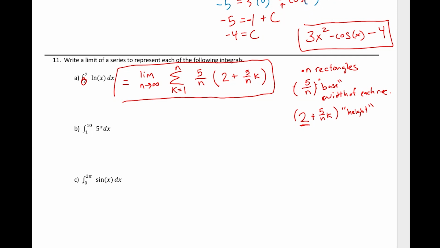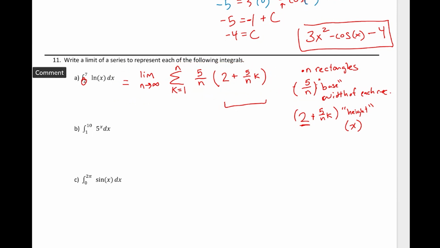Now let me be clear though, we don't actually have the answer here yet. We're very close, but this 2 plus 5 over nk, you're going to essentially replace your x with that. You'll have a similar expression in all of these, but that is going to replace the x. So we still need to take the natural log of that. What I'm missing here is the natural log of that expression. Kind of got ahead of myself there.